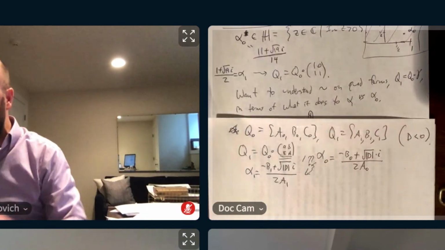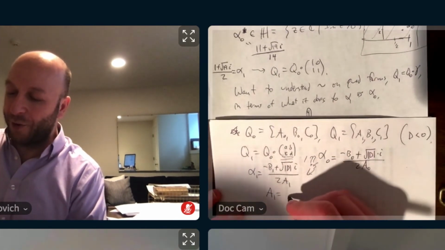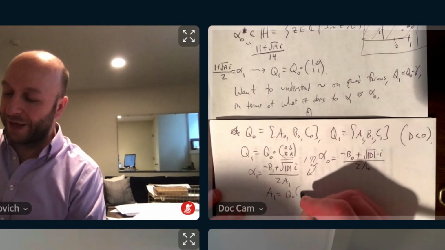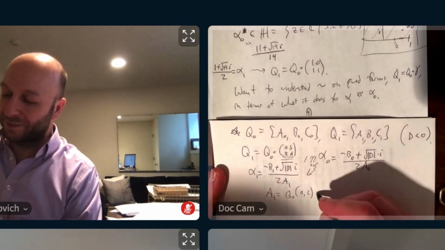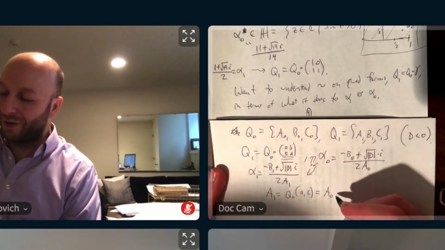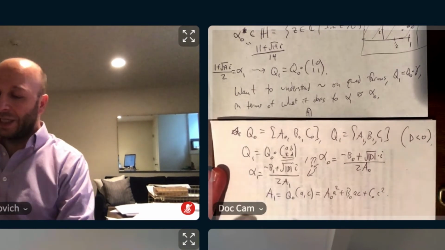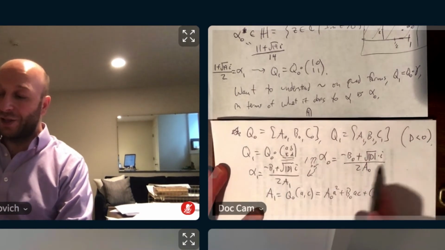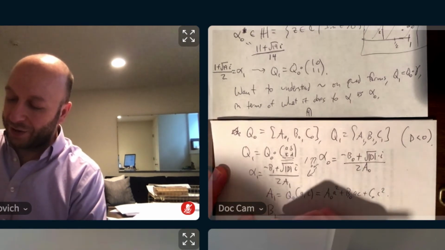So I have to remember what these things were. Does anybody remember? A1 is easy because A1 is Q0 of AC, which is A0 A squared plus B0 AC plus C0 C squared. C is also similar, but actually there's no C in this equation, so I don't need to work out what C is. What was B1?